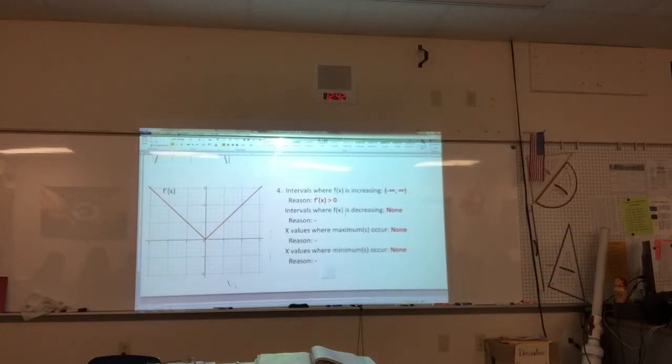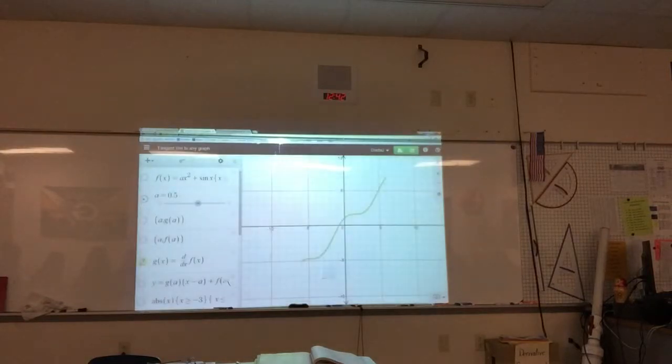And that's why, again, there's no maximums or minimums, because the f prime never crosses over the x-axis. It never goes from positive to negative or negative to positive, ever. Therefore, you can tell automatically that there's no maximums or minimums. Which is also kind of a signal to tell you that it's either always increasing or always decreasing.